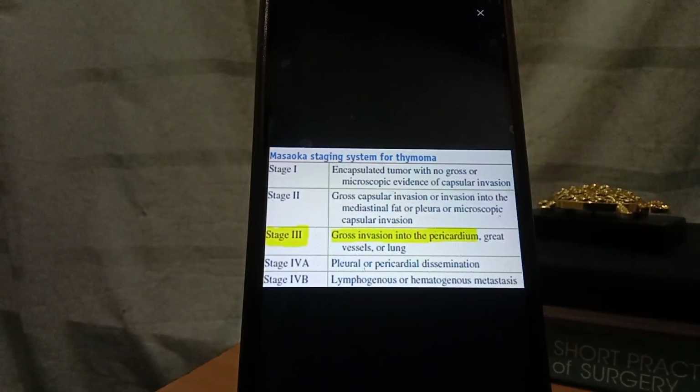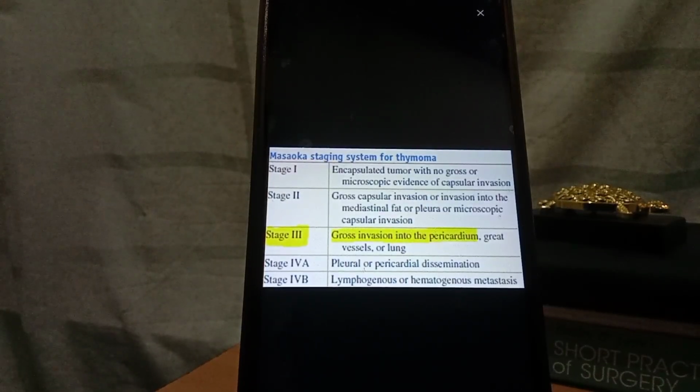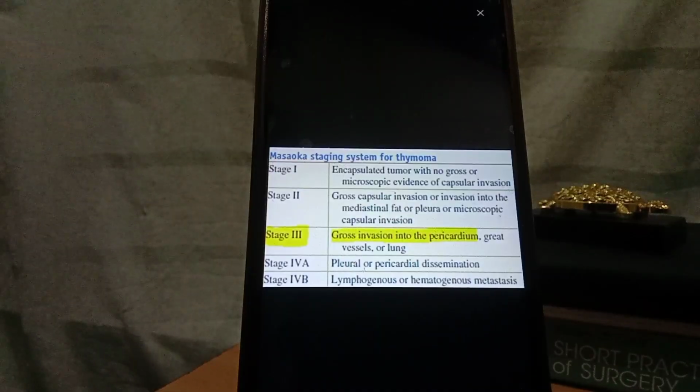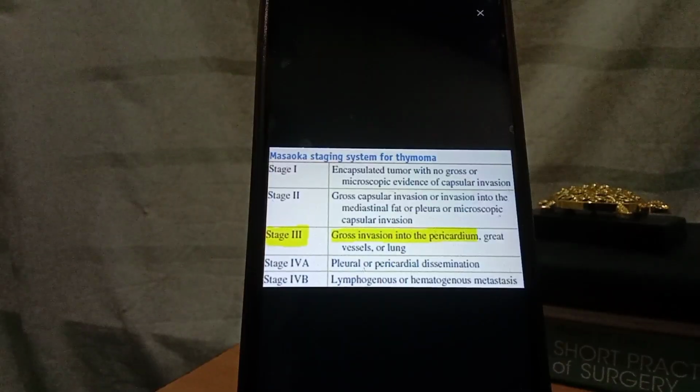Masaoka staging system for thymoma. Stage 1, encapsulated tumor with no gross or microscopic evidence of capsular invasion. Stage 2, gross capsular invasion or invasion into the mediastinal fat or pleura, or microscopic capsular invasion. Stage 3, gross invasion into the pericardium, great vessel or lung. Stage 4A, pleural or pericardial dissemination. Stage 4B, lymphogenous or hematogenous metastasis.